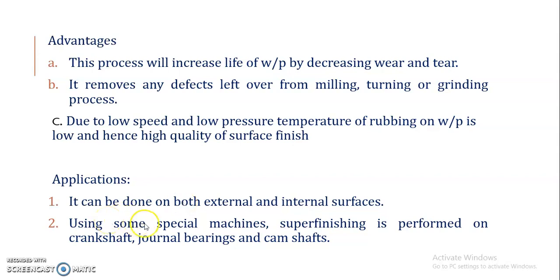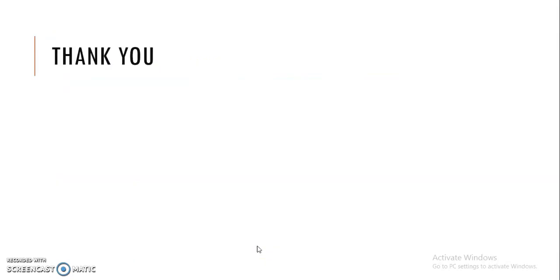Generally, this super finishing process is useful in very special machines, and it is performed for components such as crankshafts, journal bearings and camshafts. These are very delicate components where we need very high accuracy for the operation. So that's why super finishing is preferred for finishing crankshafts, journal bearings and camshafts. So thank you. This is the end of your unit number 5, finishing processes.